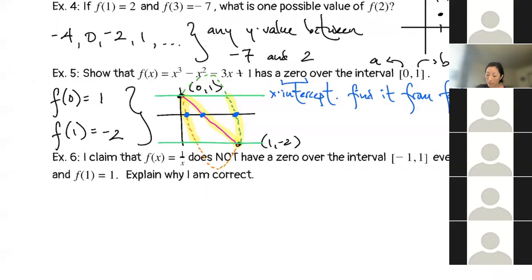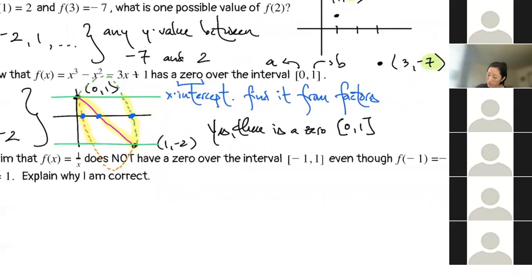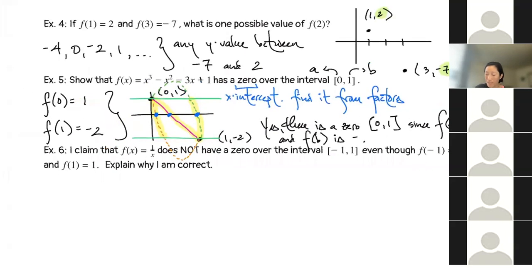And so from here, once we've found our values and graphed them, we could say that yes, there is a 0 somewhere between 1 and 0. I don't know where it is, but I know there's one, since we could say f of a is positive and f of b is negative. Meaning that I go from positive y values to negative y values, I have to cross 0 at some point in between them.